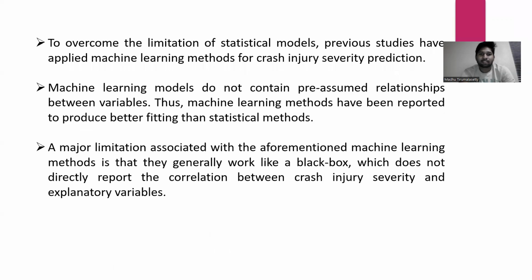To overcome the limitations of static models, previous studies have applied machine learning methods for crash injury severity prediction. Machine learning models do not contain pre-assumed relationships between variables. Those machine learning methods have been reported to produce better fitting than static methods. A major limitation associated with machine learning methods is that they generally work like a black box, which does not directly report the correlation between crash injury severity and explanatory variables.